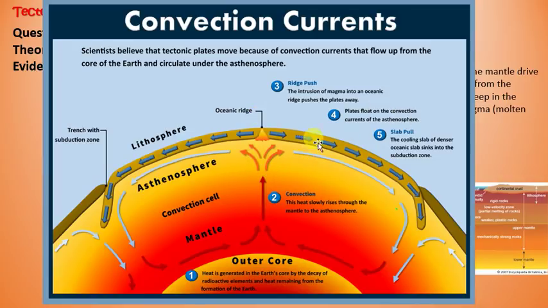Your plates float on the convection currents of the asthenosphere, we've just looked at that. So 4 and 2 link. And then finally at your subduction zone, where one plate subducts under the other, this is called slab pull. Slab pull: the cooling slab of the dense oceanic plate sinks into the subduction zone. And if we're going to assess the significance of these two processes, slab pull is responsible for around 80 to 90% of the force. Ridge push is around 10 to 20%.